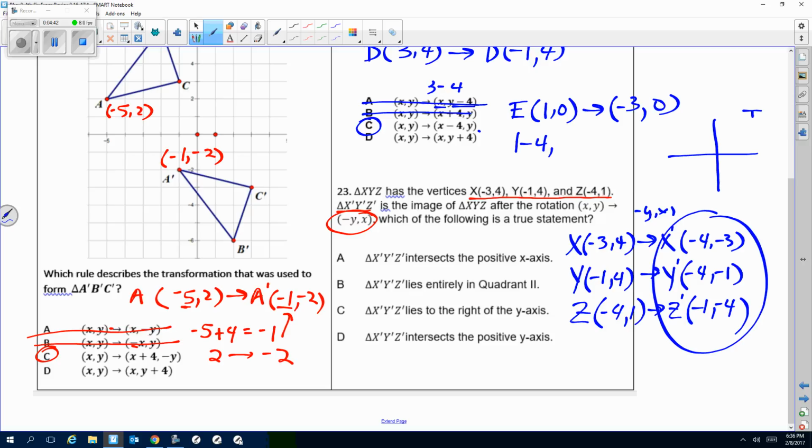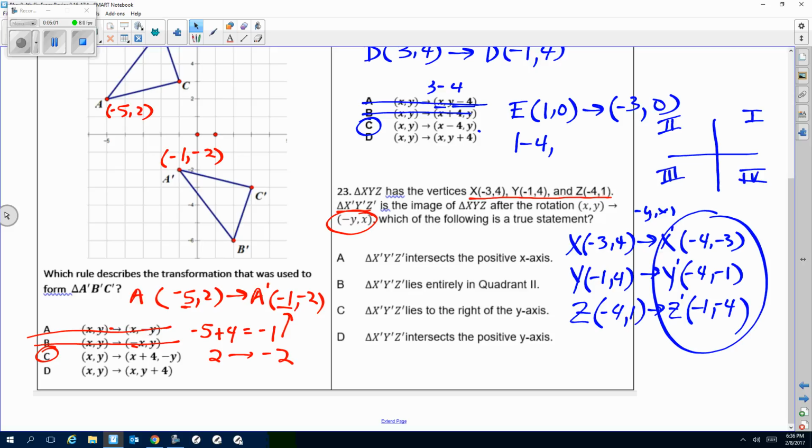Go ahead and graph them if you need to, but this is our first quadrant, this is our second quadrant, this would be our third, and this would be our fourth. So see if you can figure out which answer choice would be true. Want to pause the video, give it an honest try, and then we can check it.